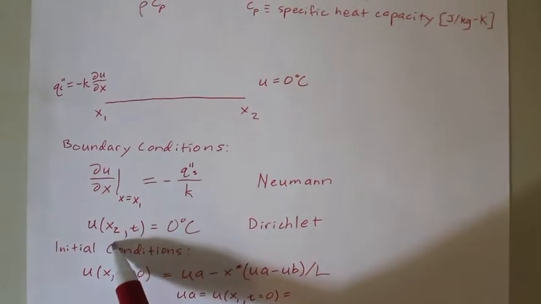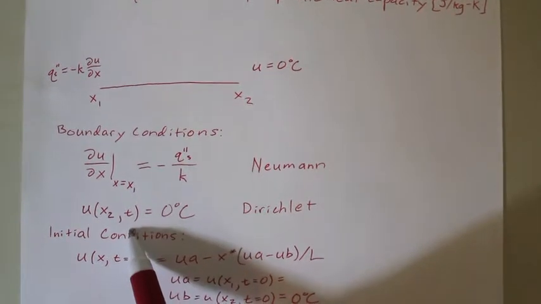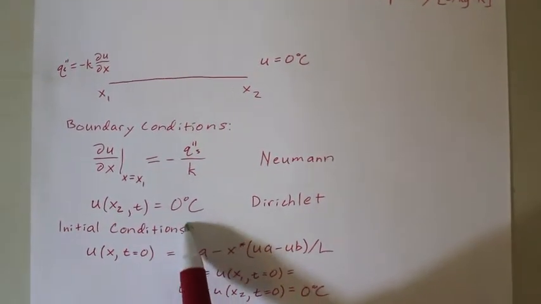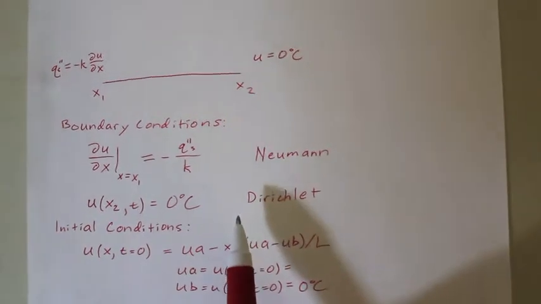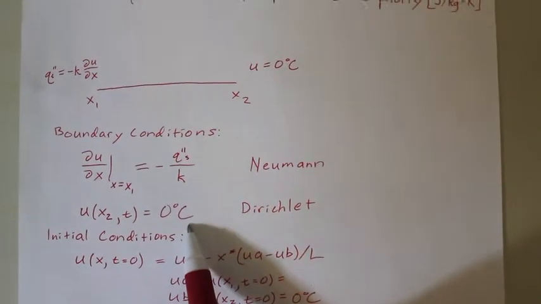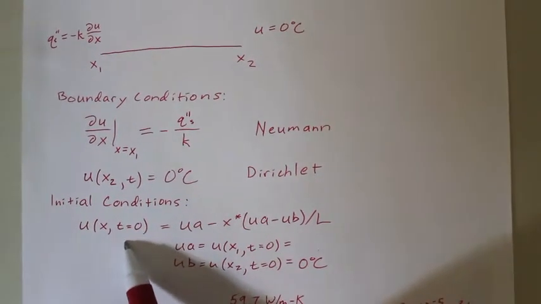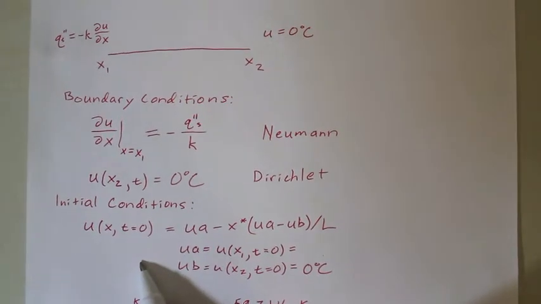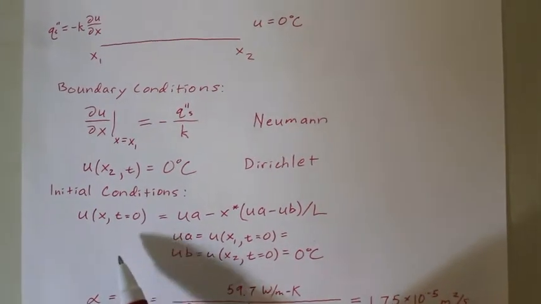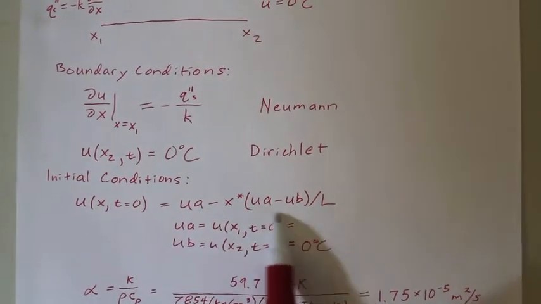And at the other end we have the temperature at x2 for all time is 0 degrees C, and this is a Dirichlet boundary condition because it defines a value of the function on the boundary. So we also need the initial conditions for temperature on the length of the bar at time t equals 0, and this equation takes care of that.